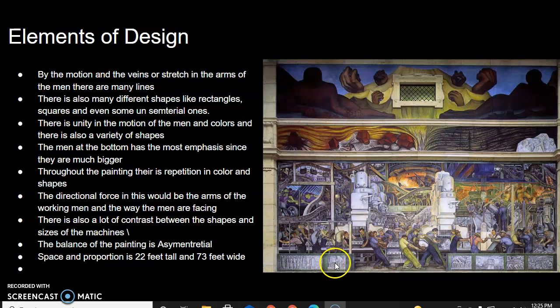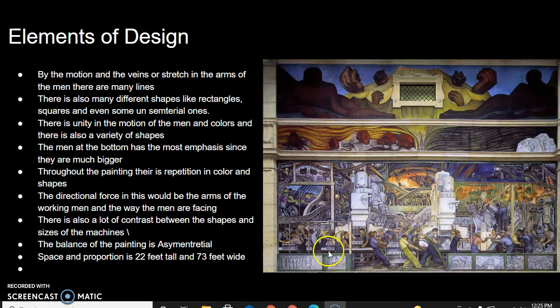So by this, you can tell by the veins or the motion of the man's arms right here that there's many lines with them. Also, you can tell with the shapes that there are many different shapes. Like here's a rectangle, here's some unsymmetrical quad shapes, here's another rectangle, here's a circle. If you turn it around, it could be an oval. You have some squares down here, etc.